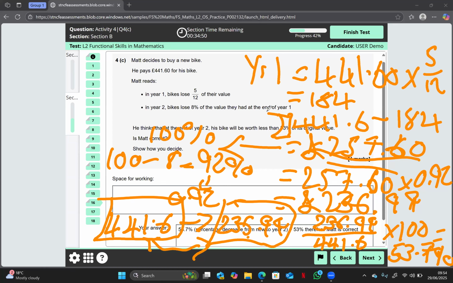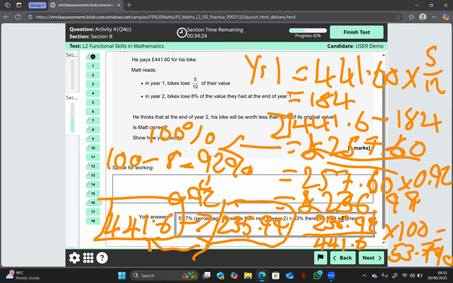Wait, so he thinks that at the end of year two, his bike will be worth less than 53%. Yep, so 53.7% is worth, the bike is worth, oh no, it's worth more than, so he's wrong actually. So the math is incorrect, sorry. As it was worth more than 50, his bike is worth... incorrect, sorry guys, that was bad.